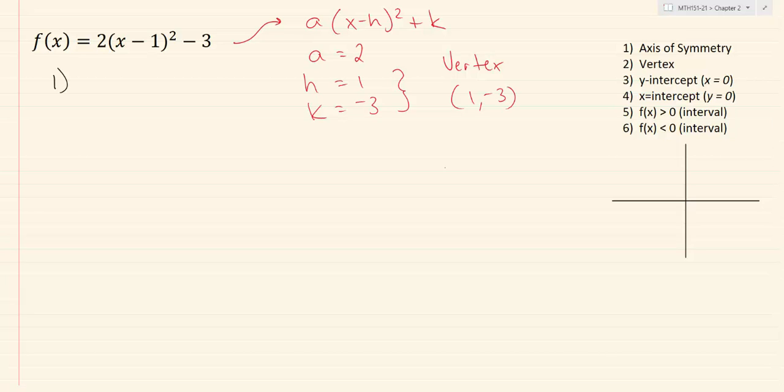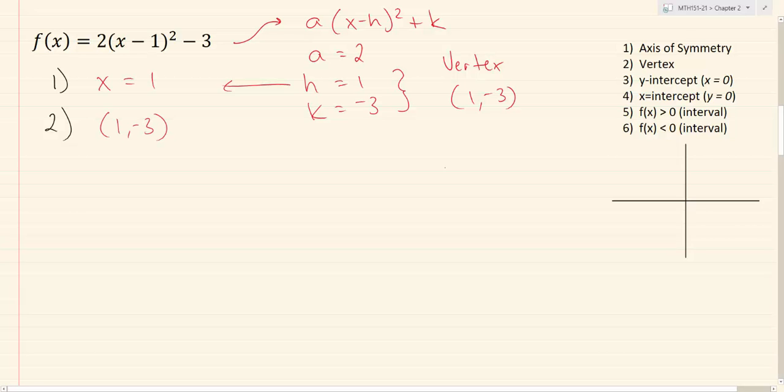And so for part 1, finding the axis of symmetry, you don't have to do opposite of b over 2a. You just read it off the function. The axis of symmetry is x equals 1. That's h. Number 2, what's your vertex? I think that's going to be (1, negative 3) because the function's in vertex format, right? So those two are actually quite easy to do. Let's go to number 3.